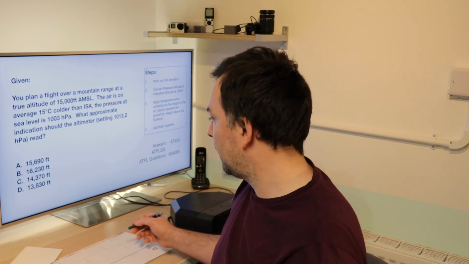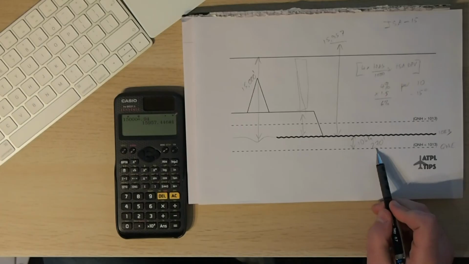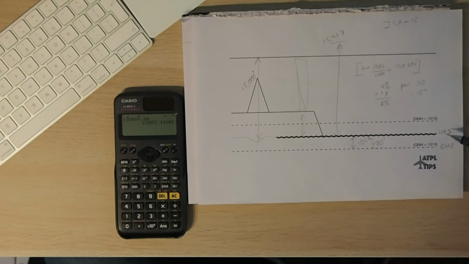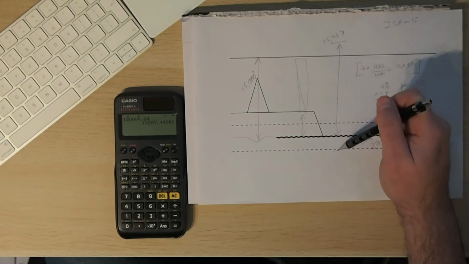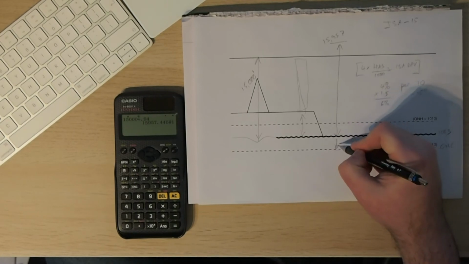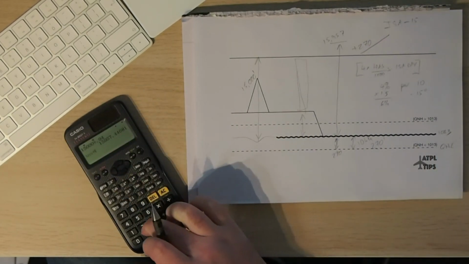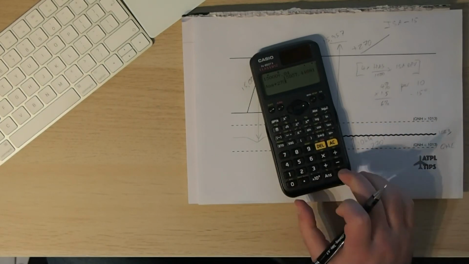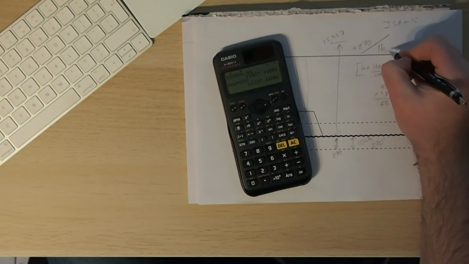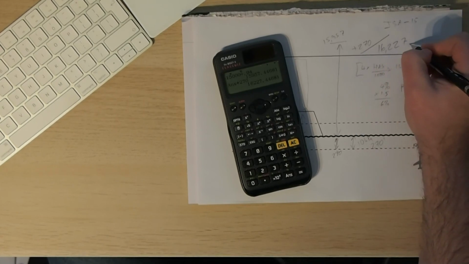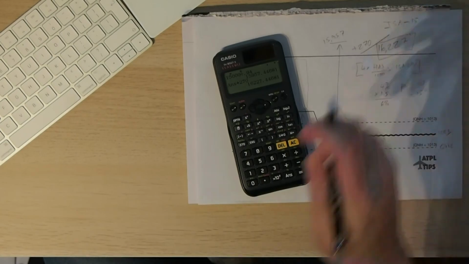But remember, that is not yet adjusted for the fact that we've got a different QNH to our QNE. You can't just stop there, unfortunately, with this question. We also have to take into account this extra 270 feet that we've got because of the difference between QNH and the setting that we're actually on. So we need to add 270 to that. So plus 270 will give us 16,227.4. 16,227 feet is the indication that our altimeter will read in order for us to maintain 15,000 feet.